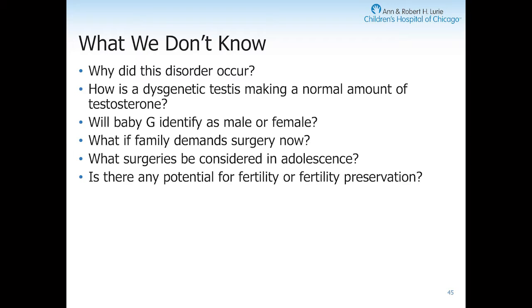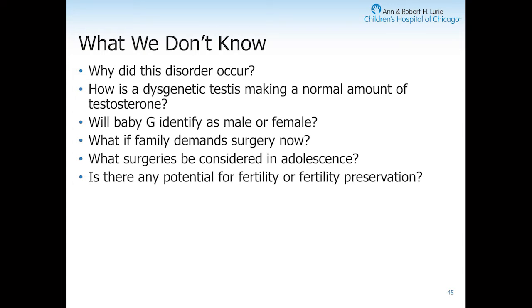Will this baby identify as male or female? I don't know. What if the family demanded that we take that uterus out right now? Because some families do. This particular family did not, but that's really tough. And people would have 15 years ago. They would have just removed the uterus, but we're trying to be a little bit more thoughtful about that, and so that would probably be something that we would talk about with the ethicist that's on our team.